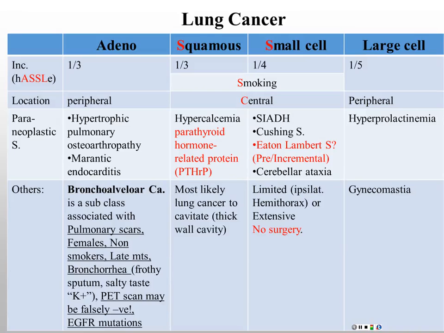Adenocarcinoma may mimic pneumonia. The tumor is a slow growing tumor in many cases. Bronchoalveolar carcinoma can look like pneumonia. The patient may be young, female, non-smoker. They may complain of bronchorrhea, a lot of secretions, and the taste will be salty because of high potassium secretion. PET scan may be negative because the tumor is not that active. It's slowly growing and the metabolic activity is low, so it may give you a false negative PET scan.